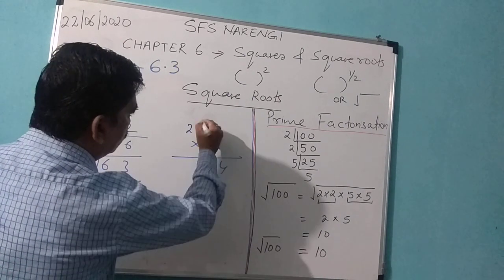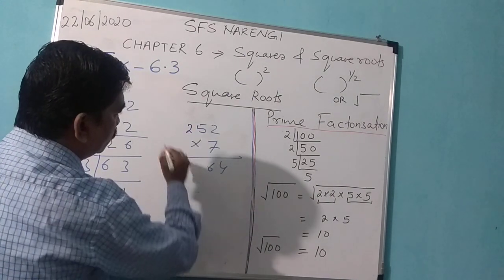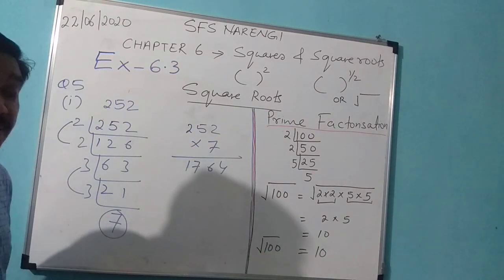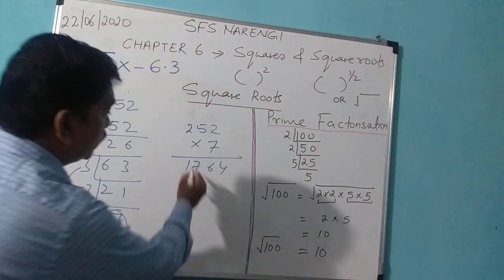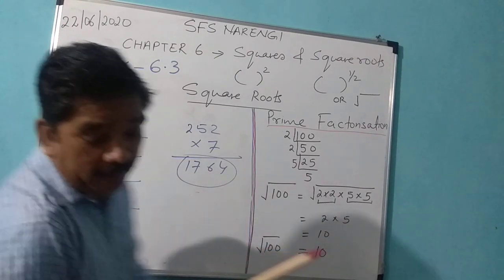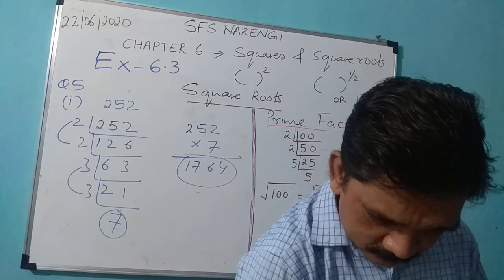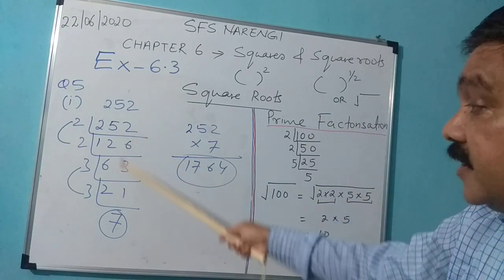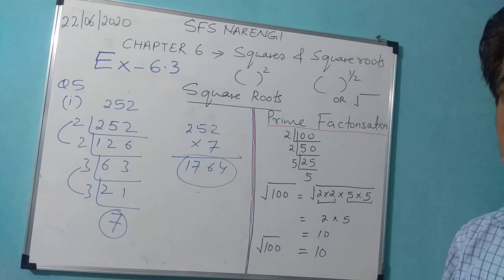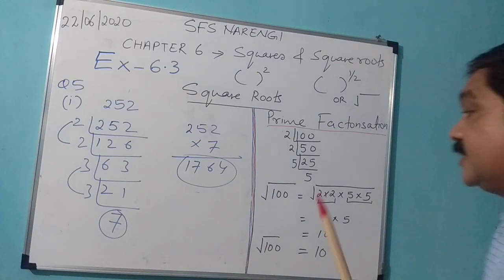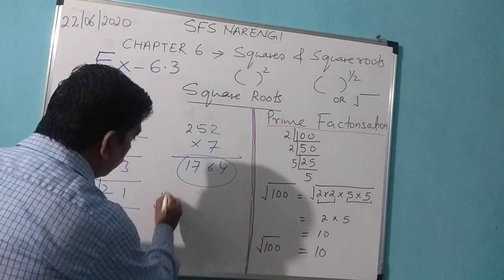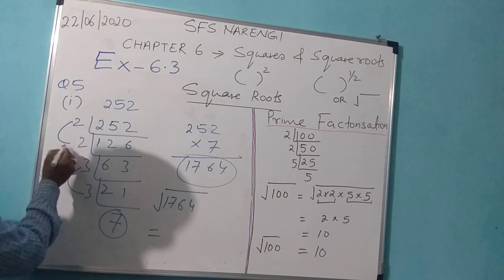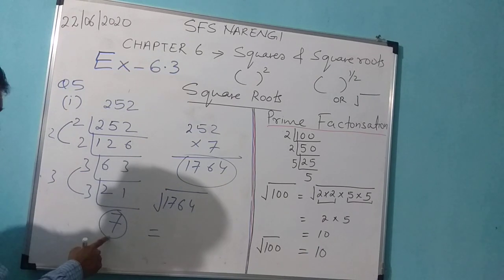So 7 into 4 is 28, 8 carry 2... 7 into 5 is 35, 36, 3 carry... 7 into 2 is 14, 14 plus 3 is 17, so we get 1764. Now this number is a perfect square. Now again we have to find out the square root. After forming the perfect square, we have to find out the square root. Now the square root of 1764, you make pairs here.